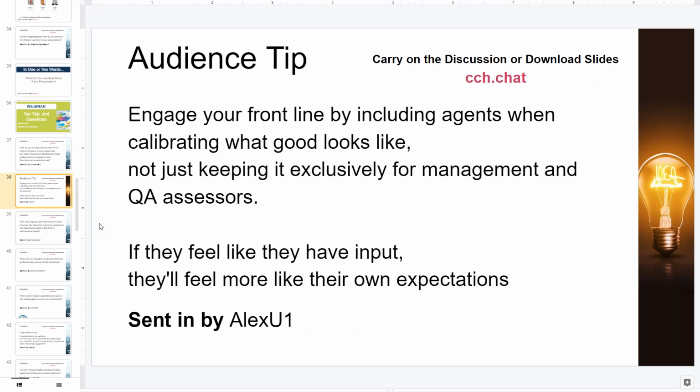Yeah. So we've had a tip in from Alex, who says, engage your frontline by including agents when calibrating what good looks like, not just keeping it exclusively for management and QA assessors. If they feel like they have input, they'll feel more like their own expectations.